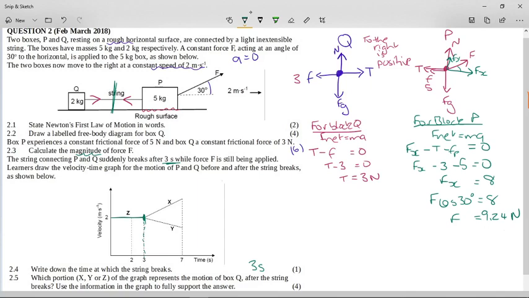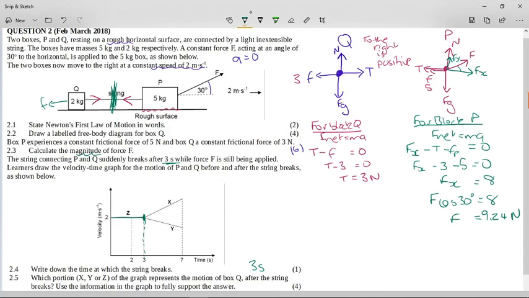Now, which portion X, Y, or Z of the graph represents the motion of box Q after the string breaks? Use the information in the graph to fully support your answer. Now, have a look here at these two blocks again. Imagine these two blocks. They're being pulled along the table by this string here, and then this string breaks. And presumably this force is going to keep pulling box P. But now what is pulling box Q? Nothing anymore. But what is happening to box Q? There is still friction slowing this box down.